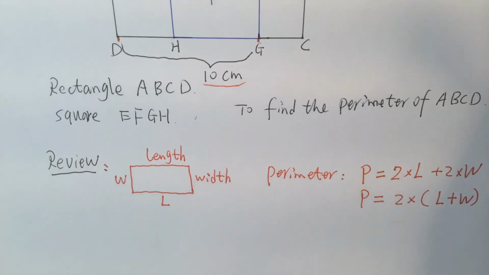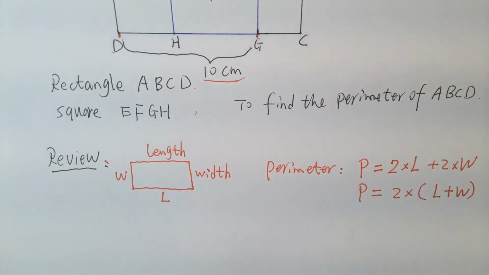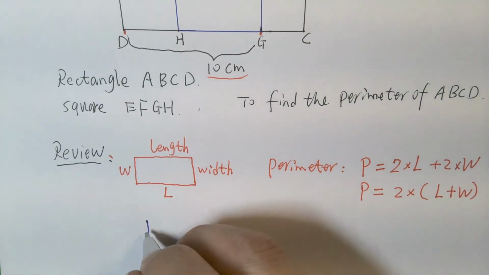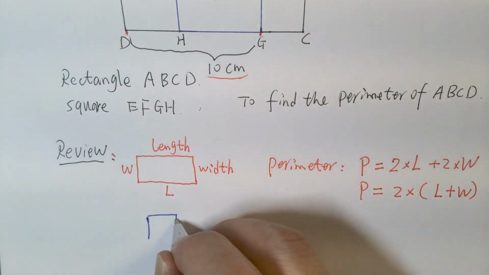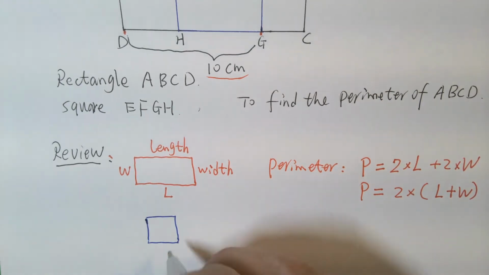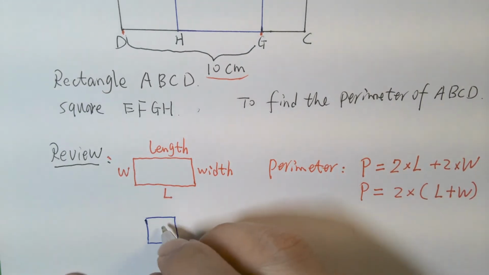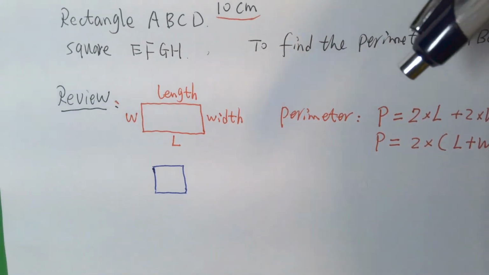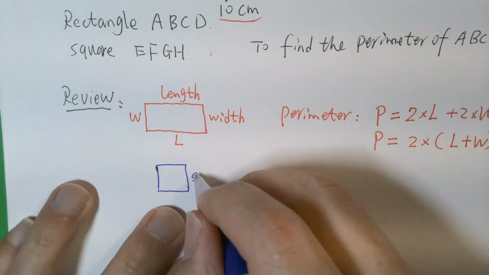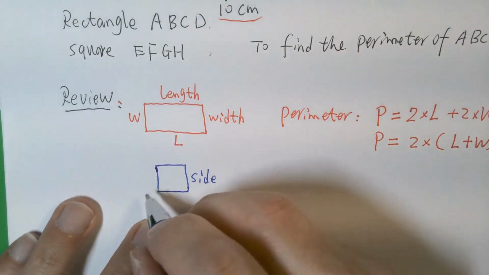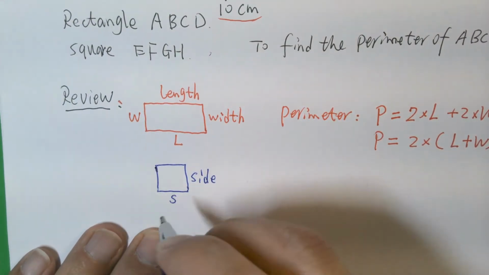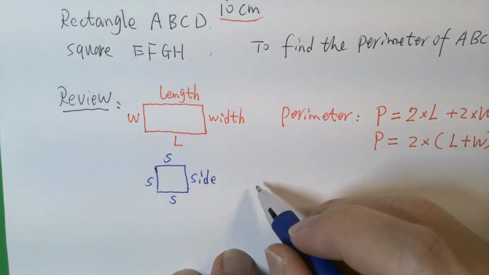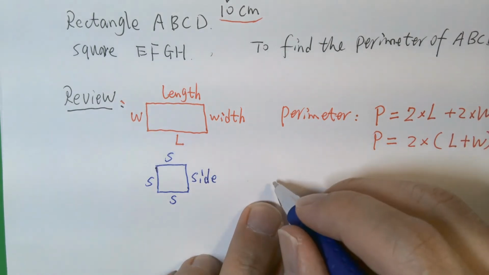Now a square is a special kind of rectangle, right? For a square, let me draw a very small square here. It has 4 identical sides, so 4 sides are all the same. Let's call it S. And how do you find the perimeter of the square?